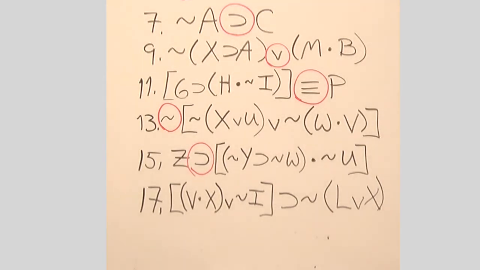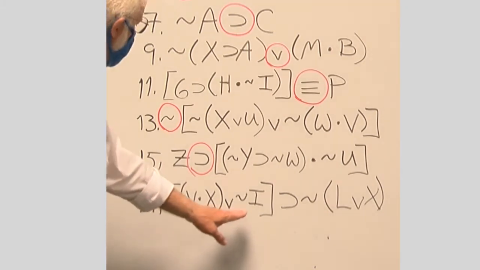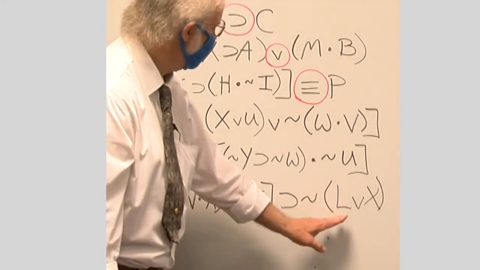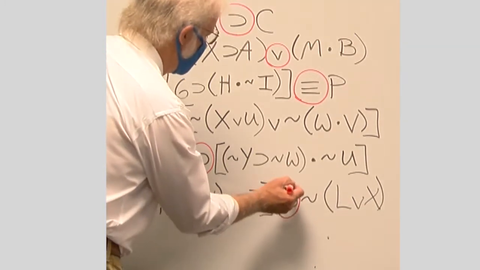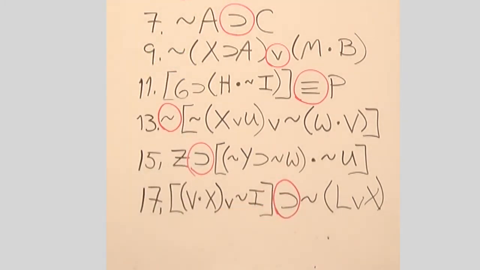Now, all of this should help for number 17, even though we add more letters. Don't let that intimidate you whatsoever. Just take it one step at a time. In number 17, we have if either both V and X or not I, then neither L nor X. What's the main connective here? I think you can see again that it's going to be this horseshoe. There's only one horseshoe here. It's going to be the horseshoe.